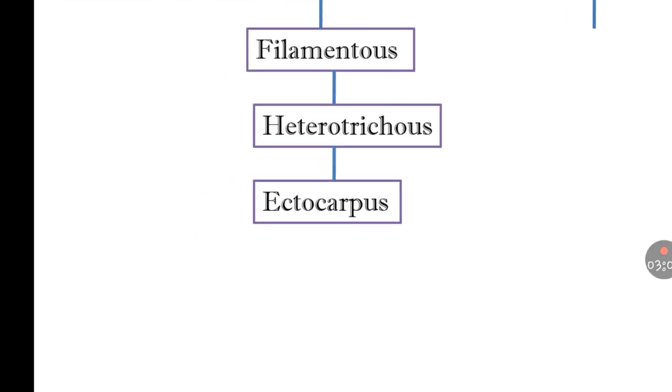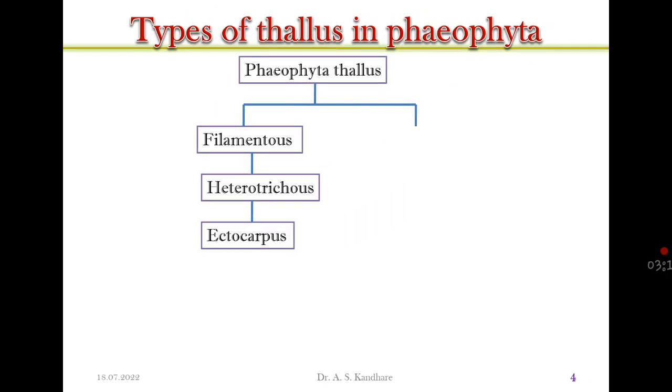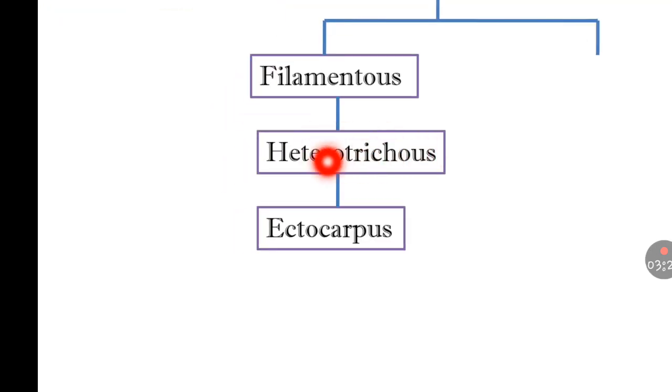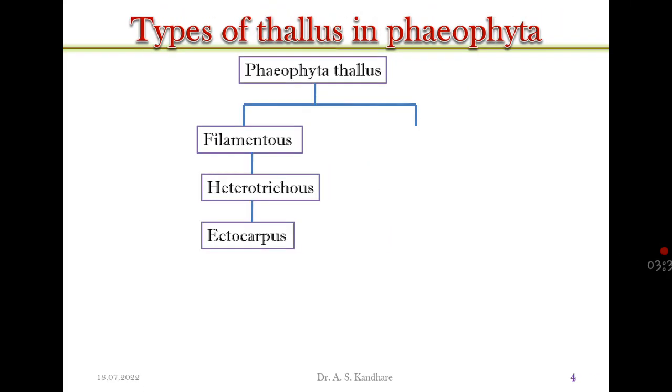It is found in Ectocarpus. So Ectocarpus is an example of Phaeophyta or brown algae. So in this, filamentous thallus is found and heterotrichous nature is found here. This heterotrichous nature of thallus is an evolved kind of thallus.